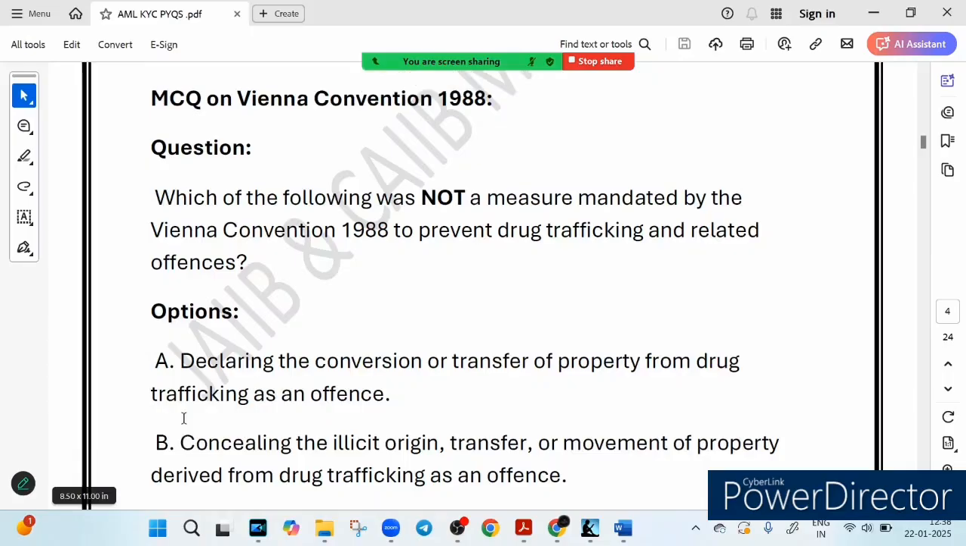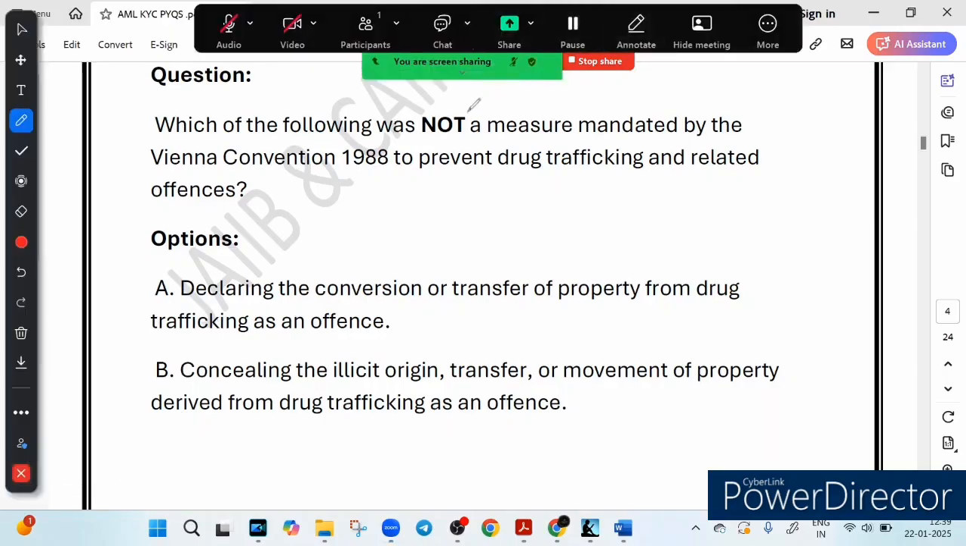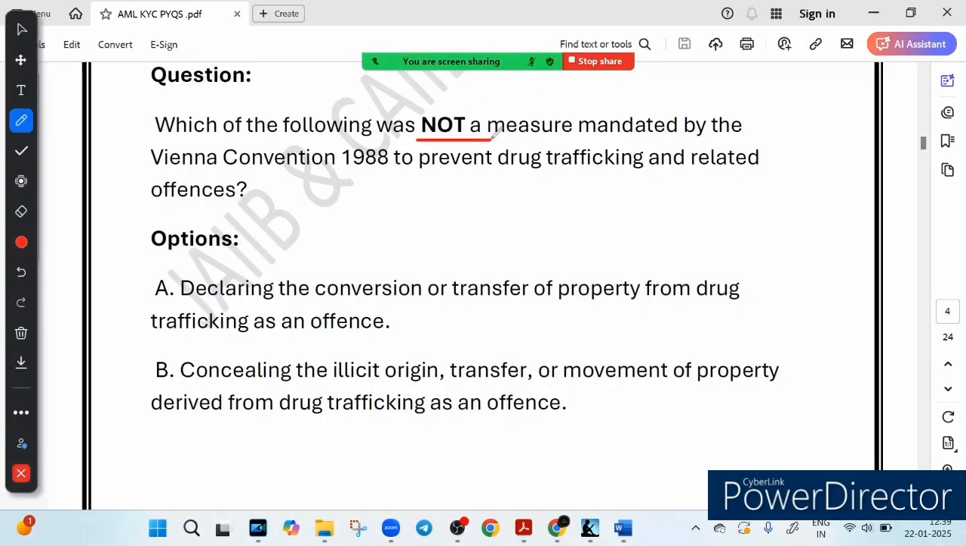So it is about key measures from the Vienna Convention of 1988. It is about preventing drug trafficking and stopping the flow of illegal money. This topic is exam relevant, so stick around as I simplify it for you. Let's jump in. The question is: which one of the following is not a measure mandated by the Vienna Convention? Not a measure. The question is regarding not.